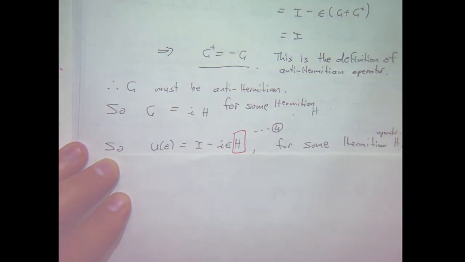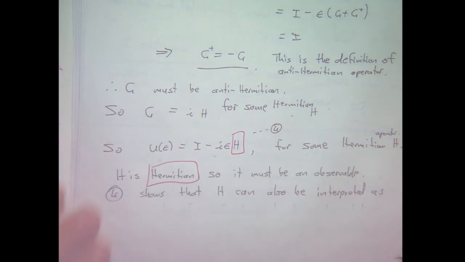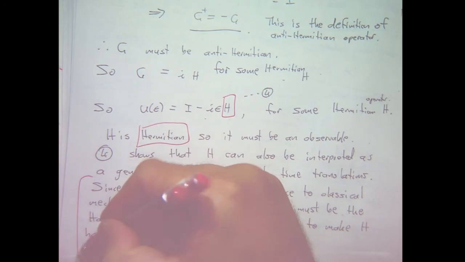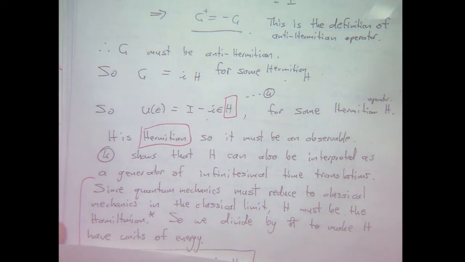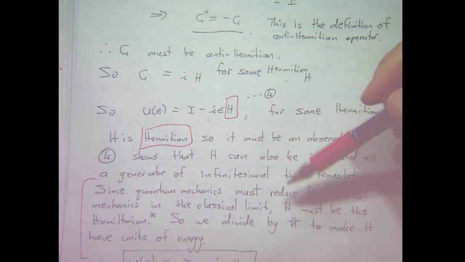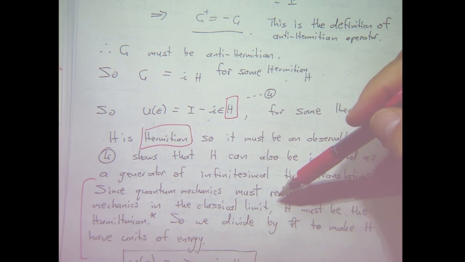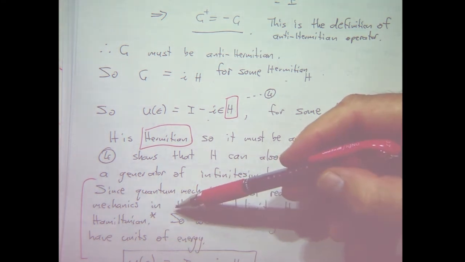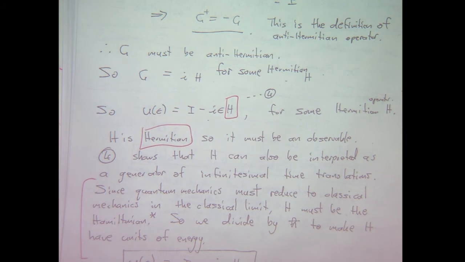So what could it be? What's the argument here? Well, one argument is that quantum mechanics must reduce to classical mechanics in the classical limit. So H must be the Hamiltonian. If you take the limit to the classical limit, the two theories have to be the same. So H must be whatever the Hamiltonian is in quantum mechanics.